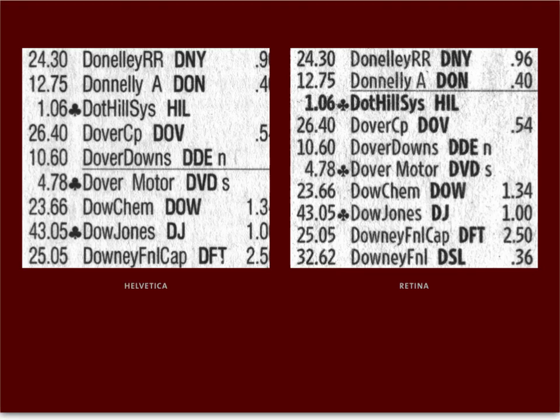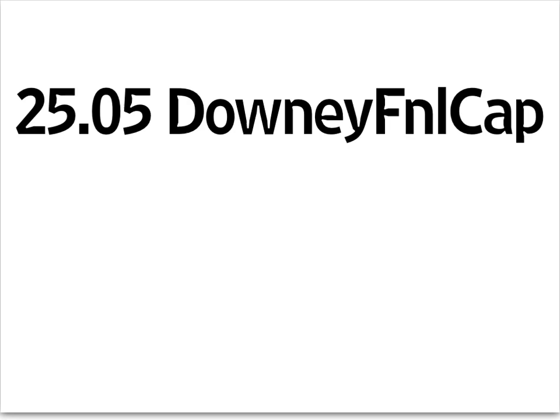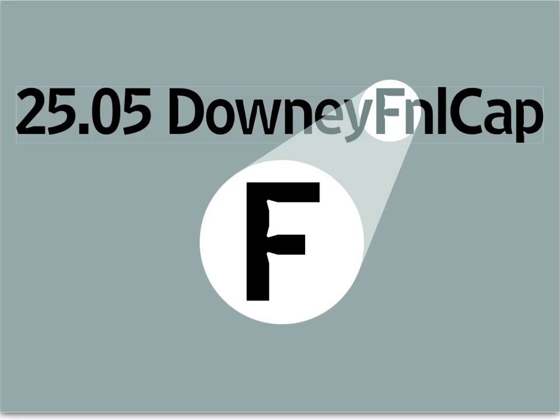With Retina, the Wall Street Journal managed to save space while improving legibility at the same time. Let's have a closer look at Retina. In order to make the characters as legible as possible, even in very small sizes, the designers created so-called ink traps, which make the letter shapes as open as they can possibly get. They also make the letters look rather strange when magnified.